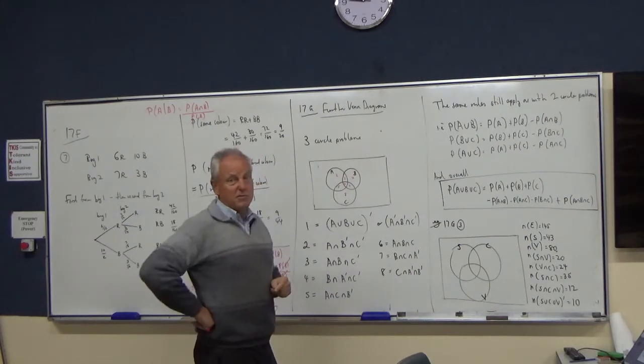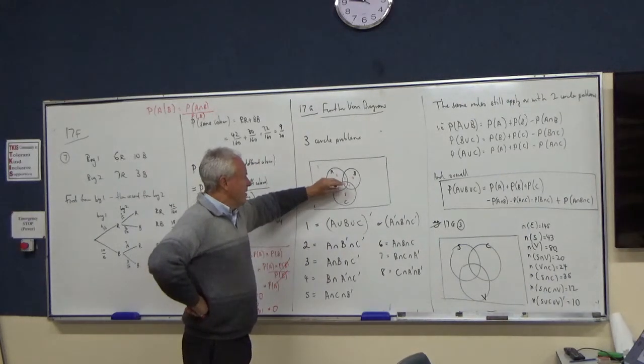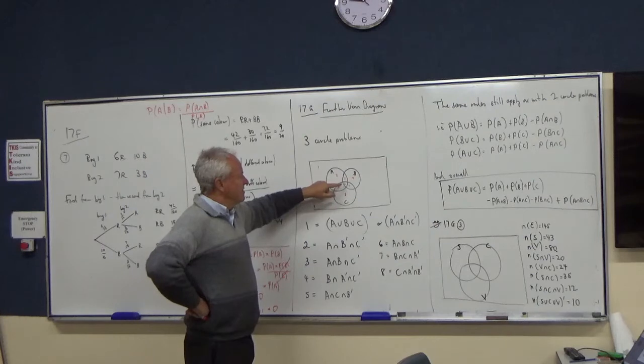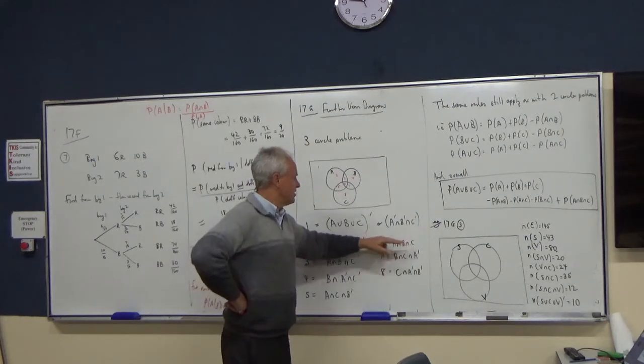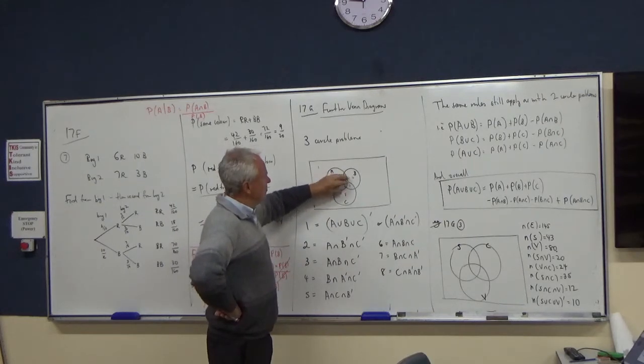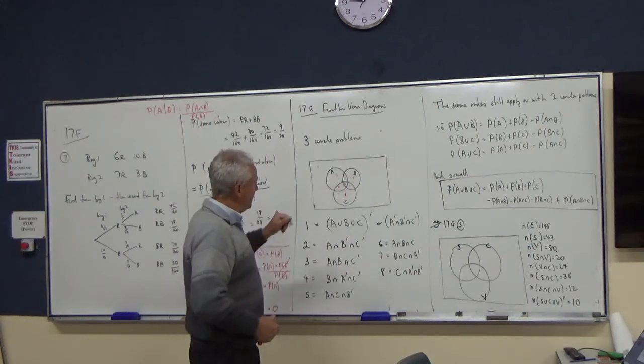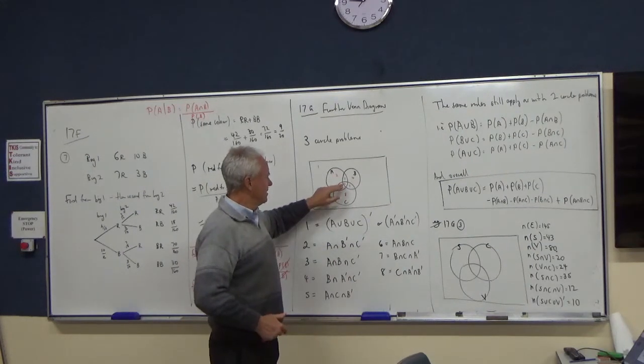6 is probably the most important region there, because if we can find the bit right in the middle, A intersection B intersection C, it's in all 3 circles. Once we've got that, then we can work our way out to get the rest, as we're all fine with this one here. So 7 is A intersection B intersection C complement.